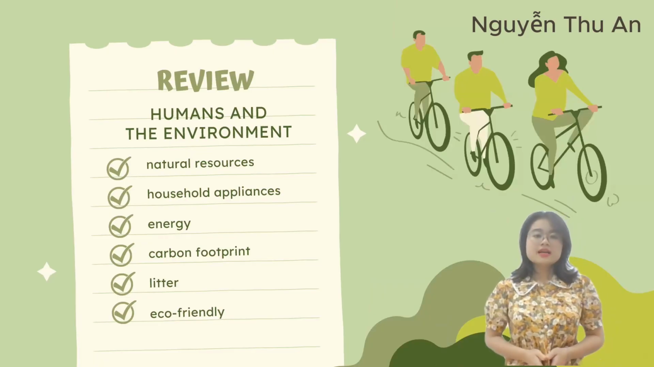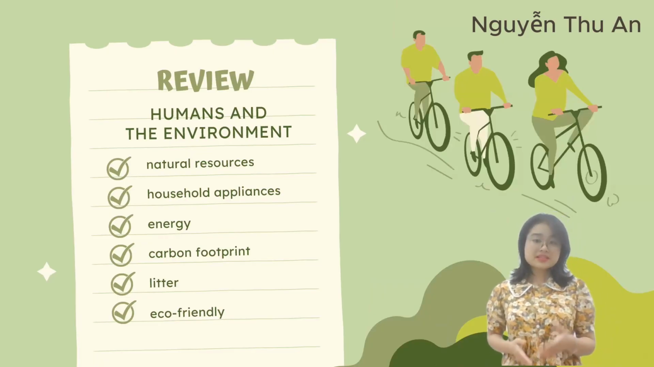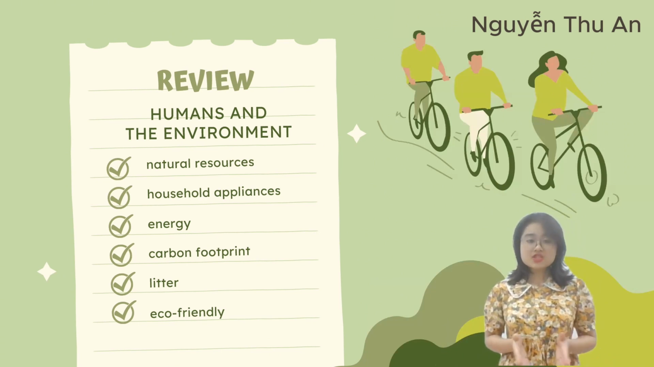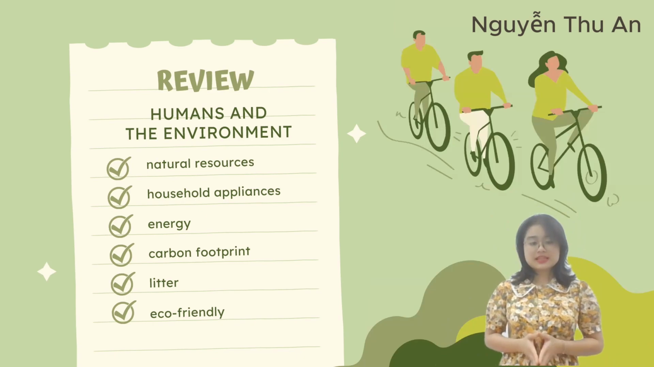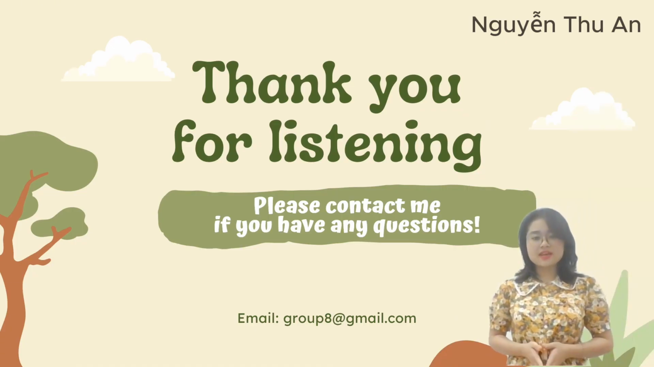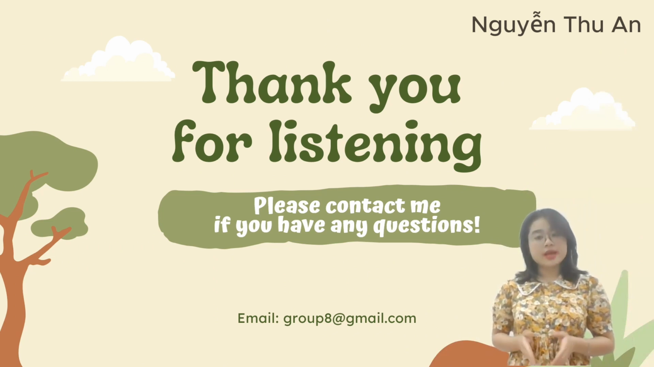Thank you. So that's all about our lesson today. Now we'll review the vocabulary to remember them better. Natural resources, household appliances, energy, carbon footprint, litter, eco-friendly. So this is the end of our lesson today. Remember to review these vocabularies.